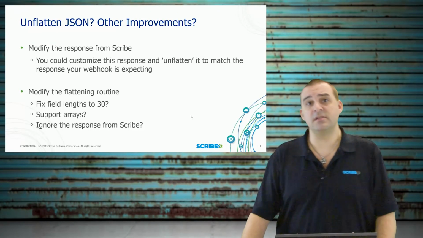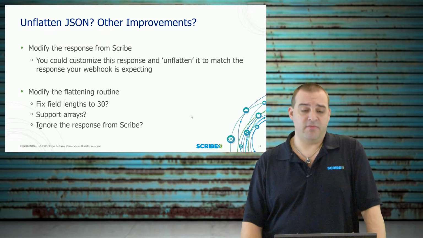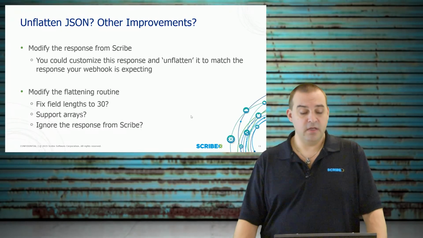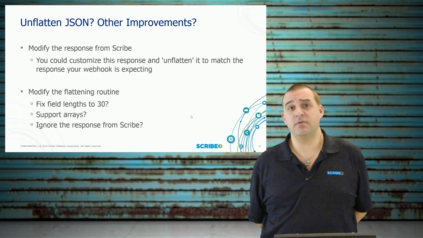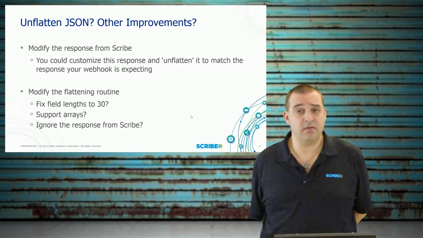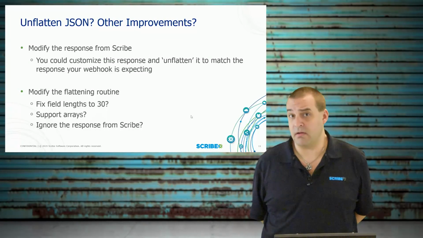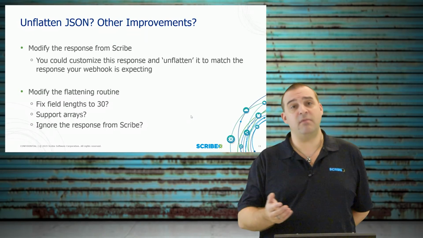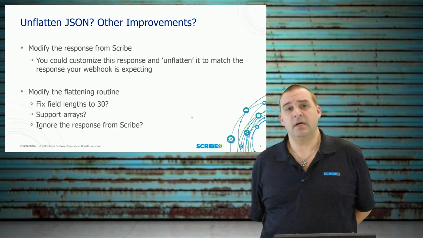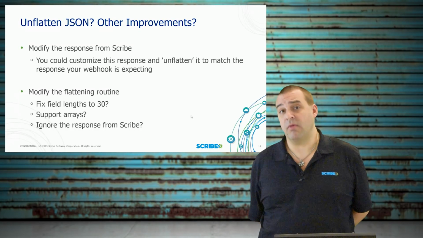It's essentially an intercept. You could actually modify the flattening routine to fix the field lengths of more than 30 characters. You can actually come up with your own routine to modify field names so that they fall within a particular pattern that you can use. And then again, on the backside, unflatten that back into your webhook expected format. And you could also support arrays.